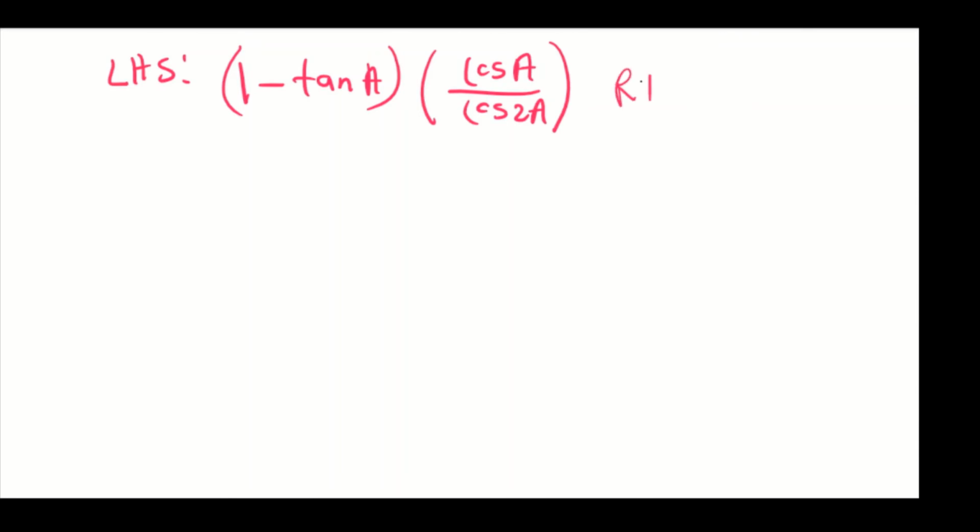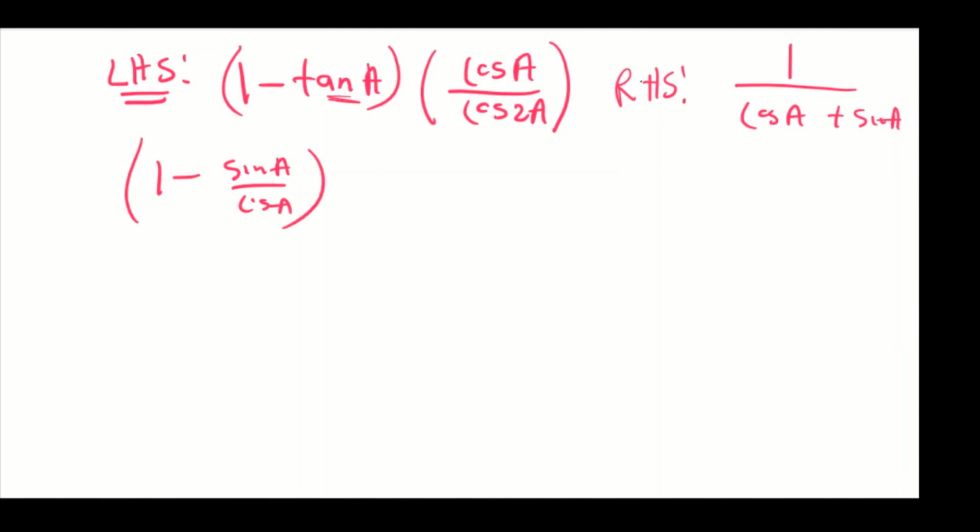And the right hand side that we are trying to prove to be equal to is 1 over cos of A plus sine of A, right? So you're just going to use this left hand side to solve the problem. What you're going to do is first change this tan into sine of A over cos of A. So that's one of the identities. So 1 minus sine of A over cos of A, multiplied by cos of A over cos of 2A, right?